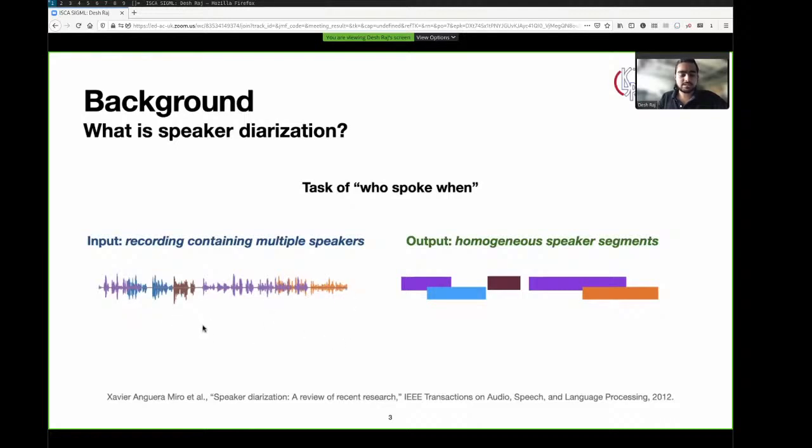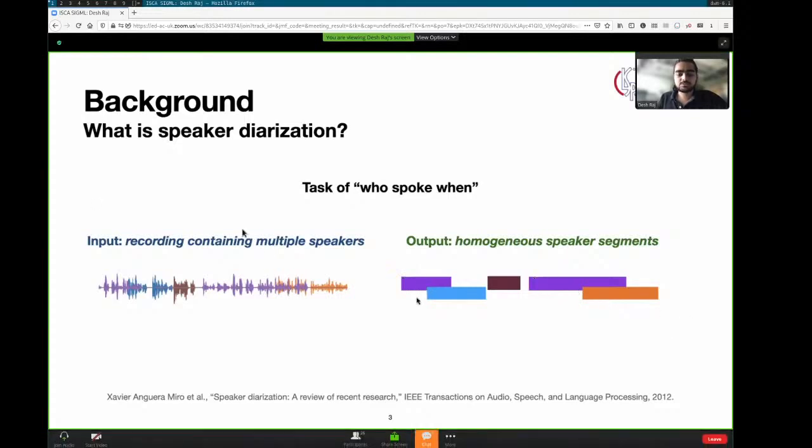Usually we look at anywhere between a few minutes to a few hours of audio, but it could also be up to a day or 2 days, depending on how your recording is recorded. And the desired output of your system are homogeneous speaker segments. So for example, you have to divide this into segments and say which segment belongs to which speaker. For example, in this case, the segments marked purple belong to the same speaker, and so on.